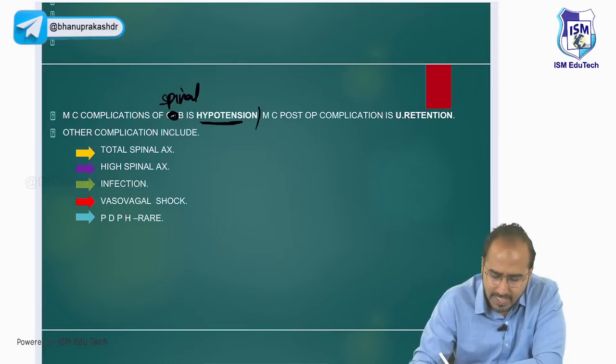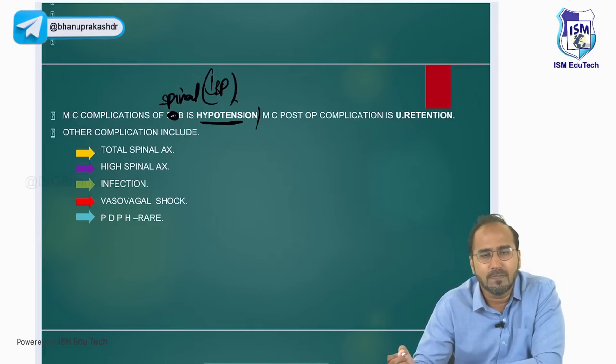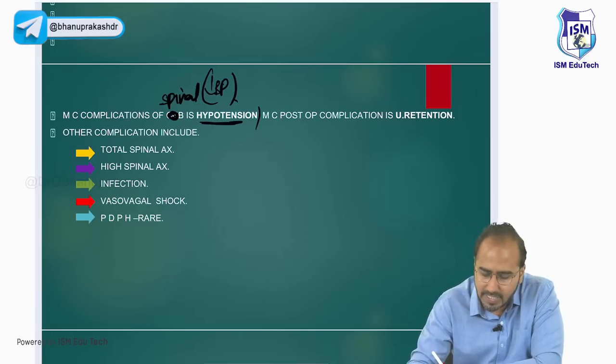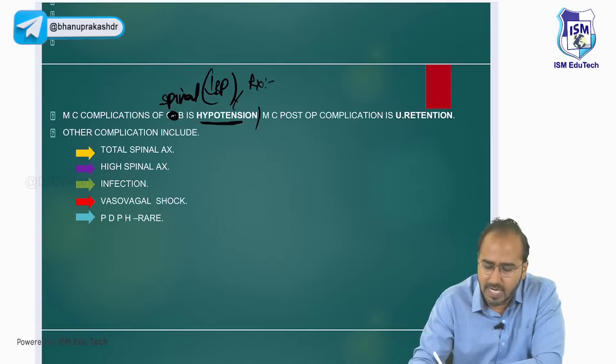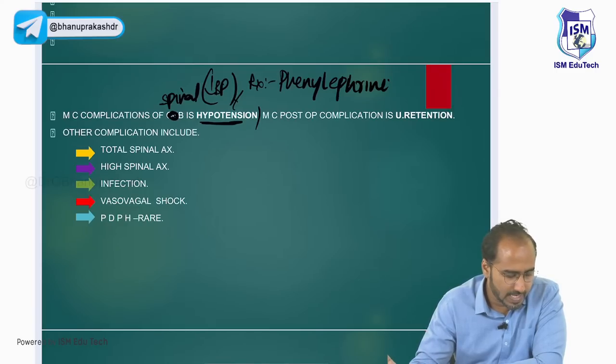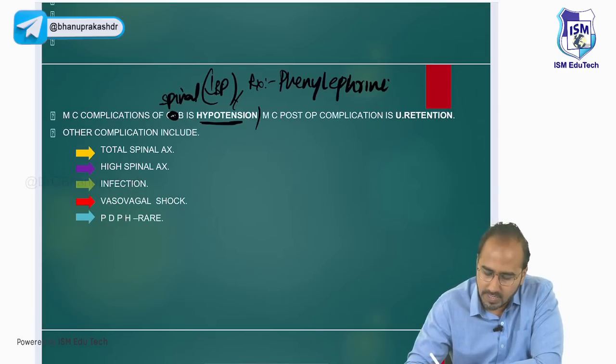Immediately after giving spinal anesthesia, the patient's blood pressure will fall drastically. That is called hypotension, and it can be easily managed. What is the best drug that could be given for management of hypotension in spinal? It is phenylephrine. For treatment of hypotension, it is phenylephrine. So remember, the most common complication is hypotension.